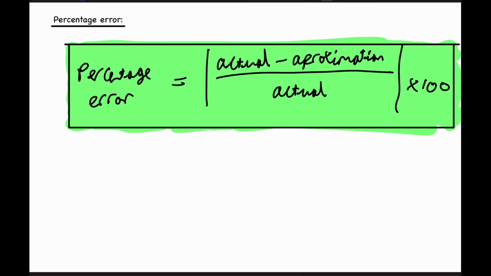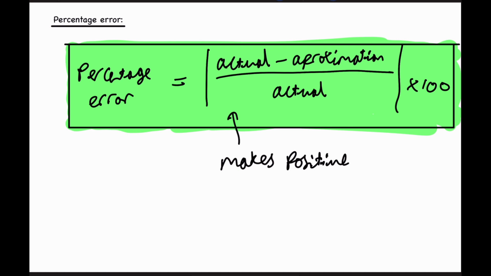Now let's move on to percentage error. So the formula for percentage error is just this. The percentage error is equal to the actual value minus the approximation, all over the actual value, times 100 to get a percentage. And this is the modulus sign, which makes everything positive.